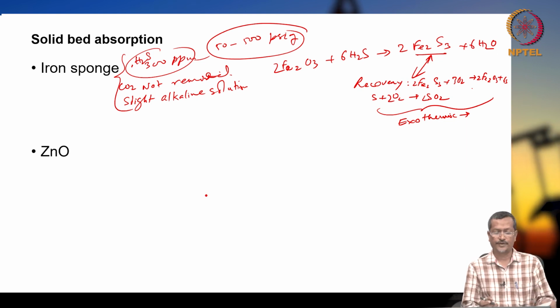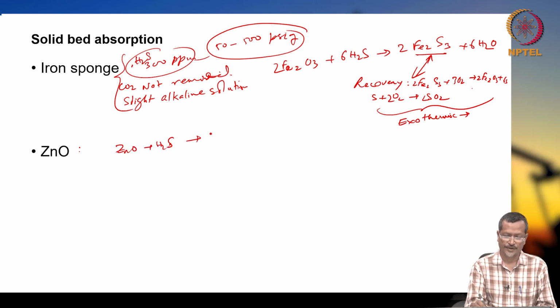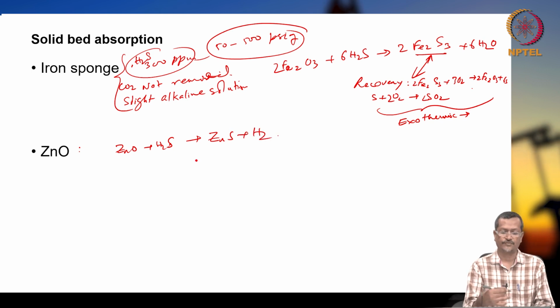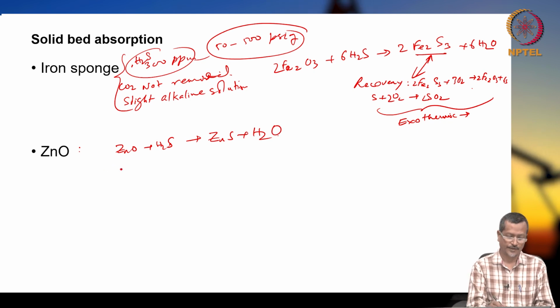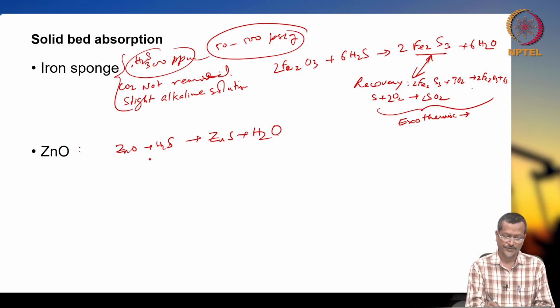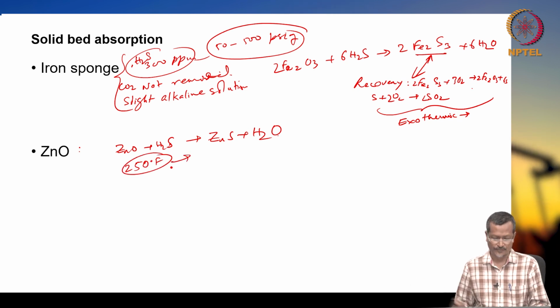Now, similarly you have the zinc oxide reaction. ZnO plus H2S gives ZnS plus H2O. This is also a similar sort of reaction to the iron sponge. At high temperatures, more than 250 degrees Fahrenheit, the reaction will occur. So, a little bit higher temperature is required for this one.